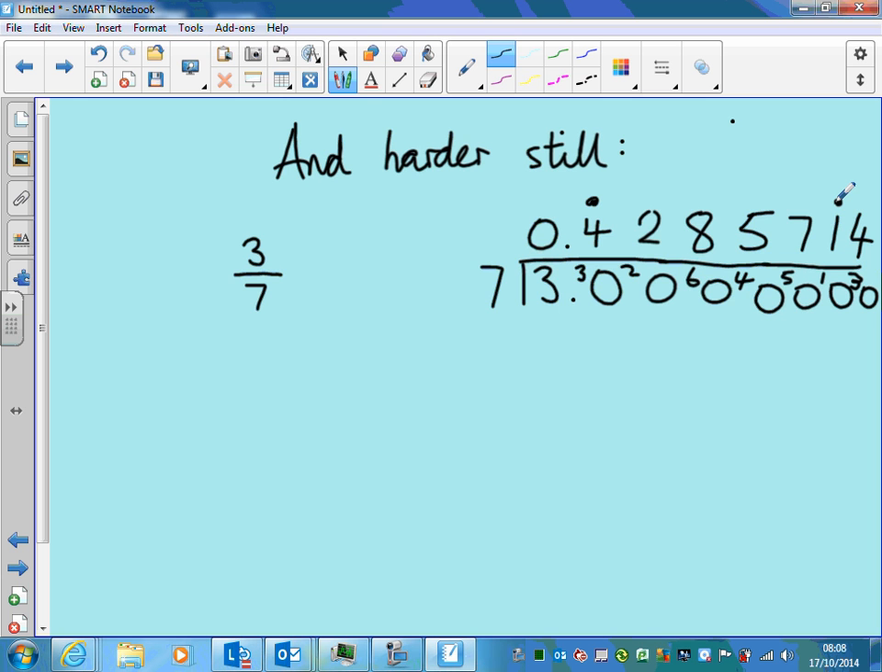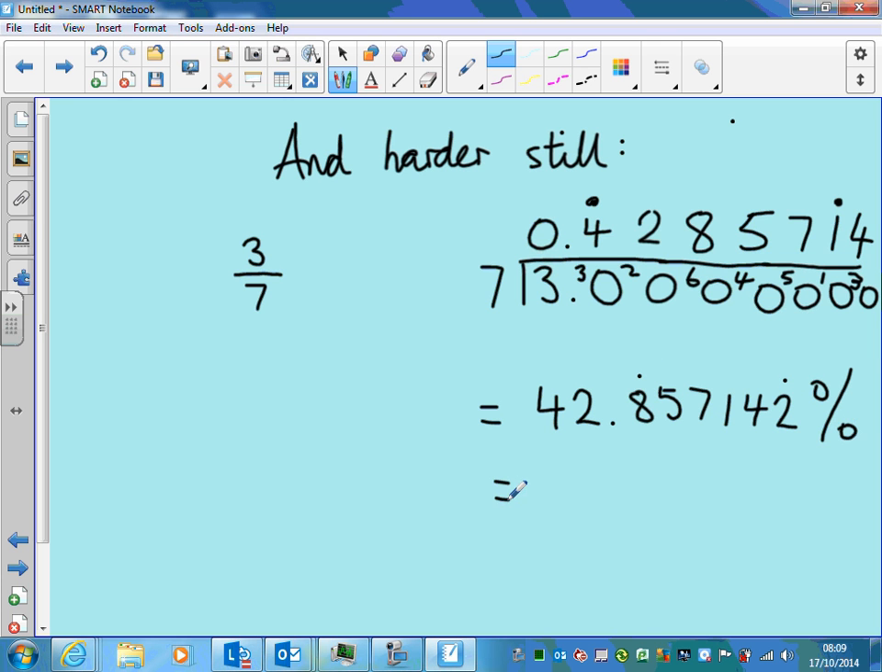That's our decimal answer, and to turn a decimal into a percentage we can times it by 100, like I said at the beginning. So if we times 0.42 etc. times 100, we move the decimal point 2 spaces to the right, and we get 42.857142 recurring. There it is.